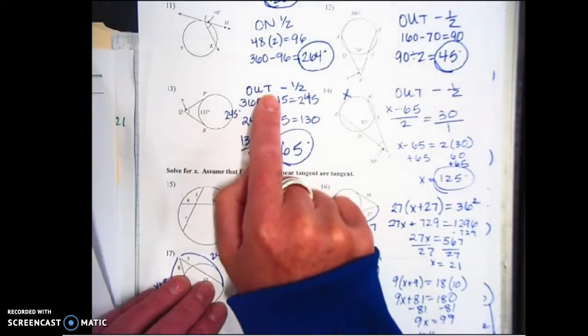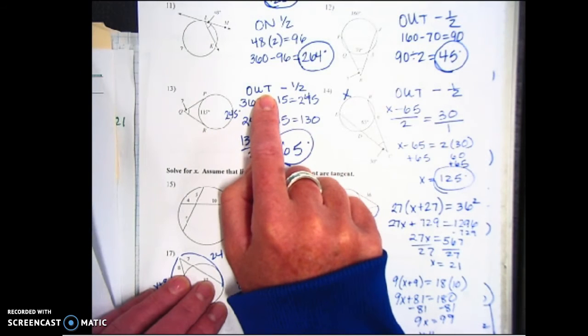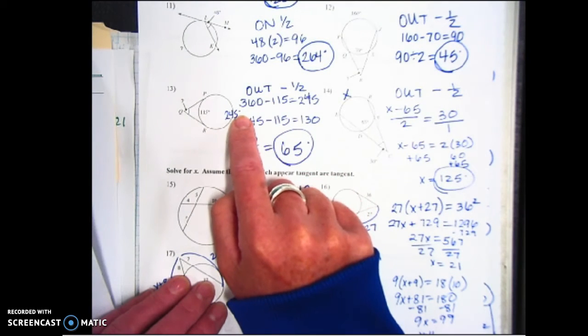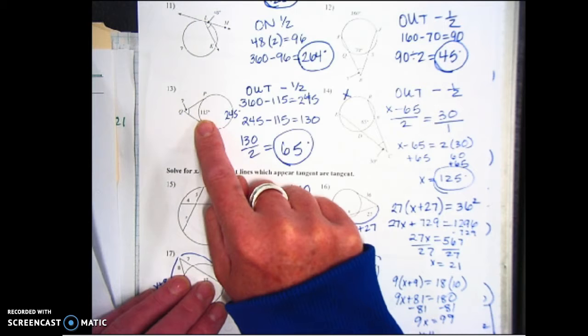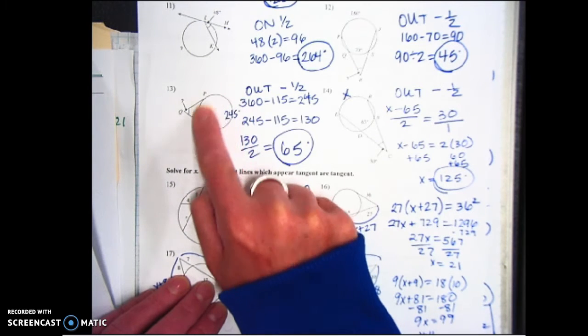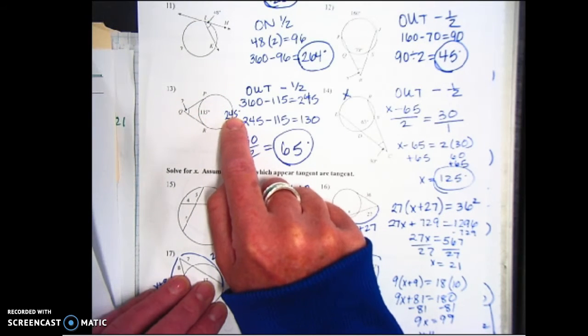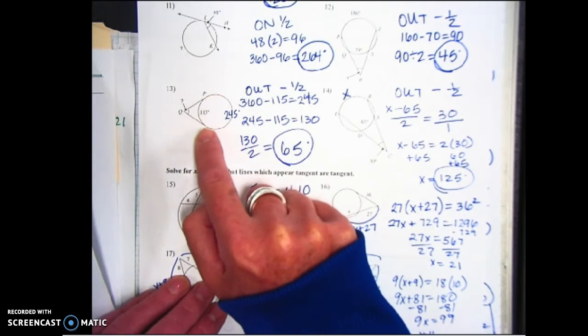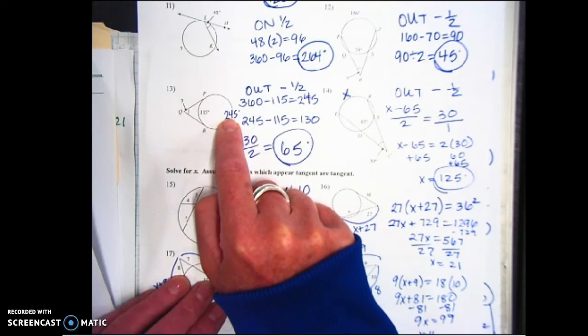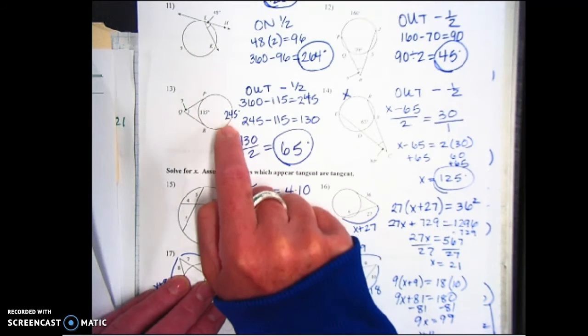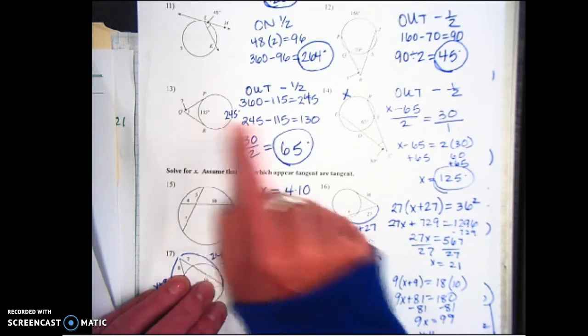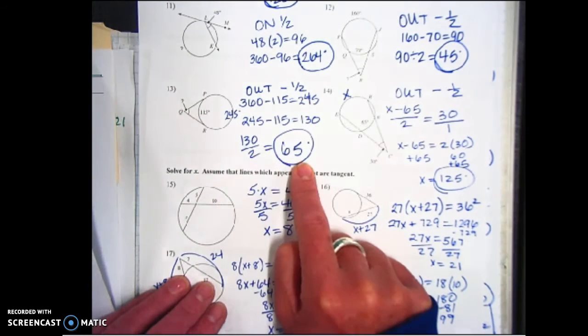Number 13, the vertex is outside the circle, so you're going to subtract and then take half. First, I had to figure out what this arc measure was. So I started with 360, subtracted the 115 I knew, so that made that arc 245. So 245 minus 115 is 130. Take half of it, you get 65.